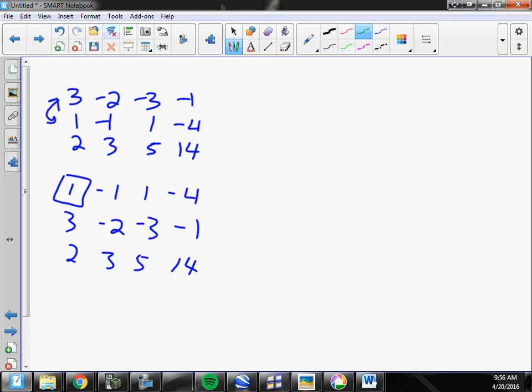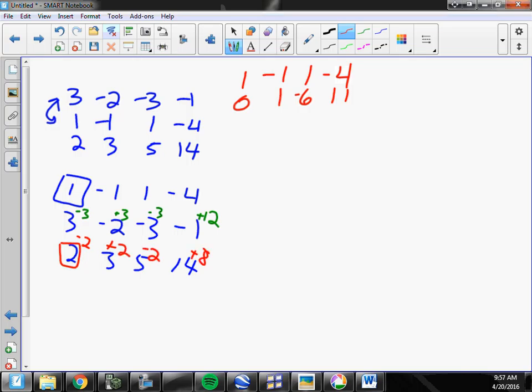So I'm going to times the top by negative 3, and that would give me negative 3, positive 3, negative 3, and positive 12. So my first row remains unchanged. 1, negative 1, 1, negative 4. My bottom row becomes 0, 1, negative 6, 11. Well, that was really convenient. So I need to times the top by negative 2 to clear out this number. So negative 2, positive 2, negative 2, positive 8. Add those. 0, 5, 3, 22.